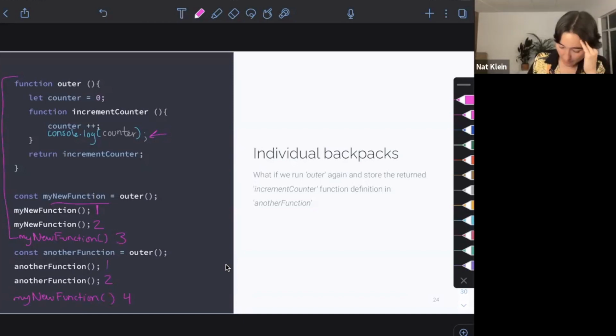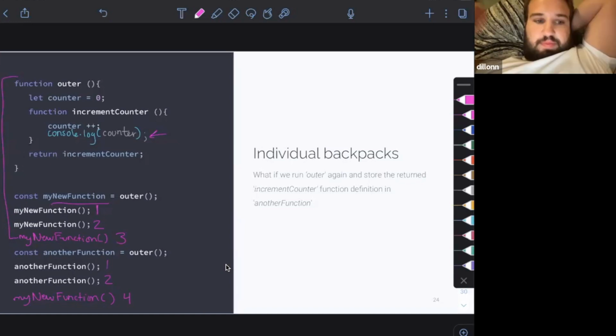Exactly. Even though in between the 3rd and 4th function call of my new function that this whole other thing happened, it's not related at all. My new function has actually no knowledge that another function was even created. So yeah, it would be 4. Continue on. Cool. All right.